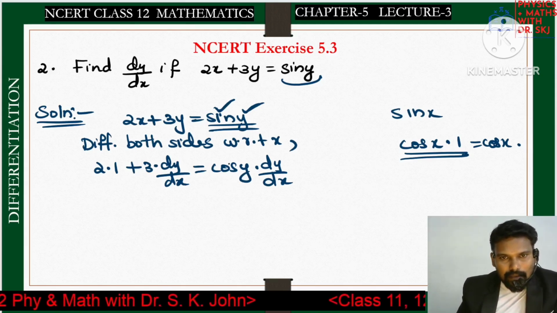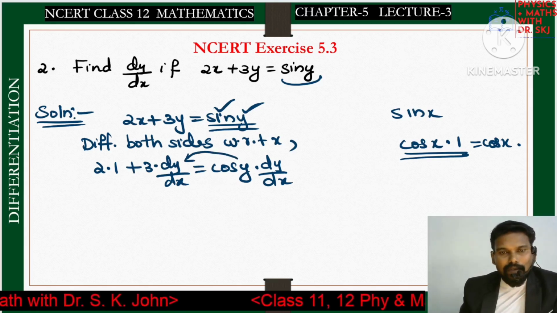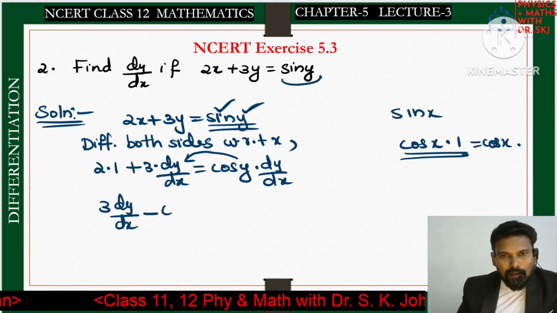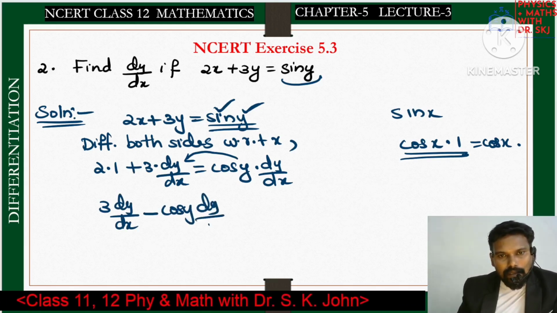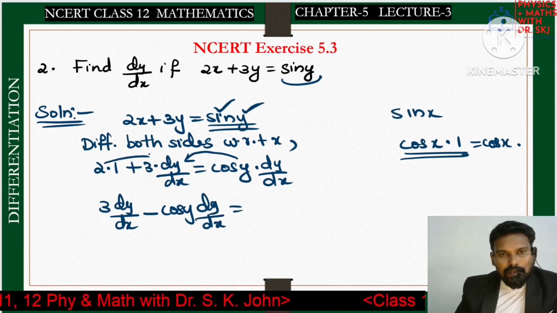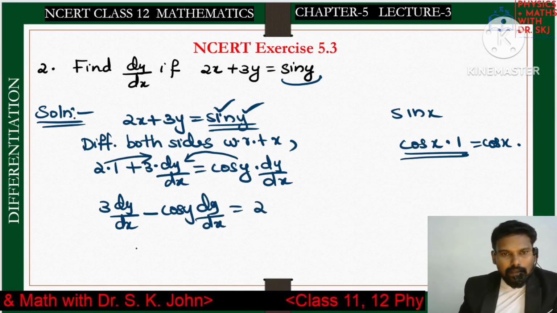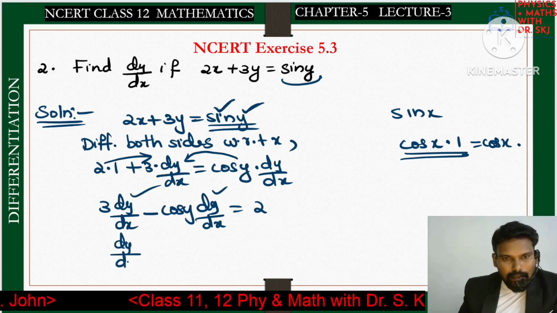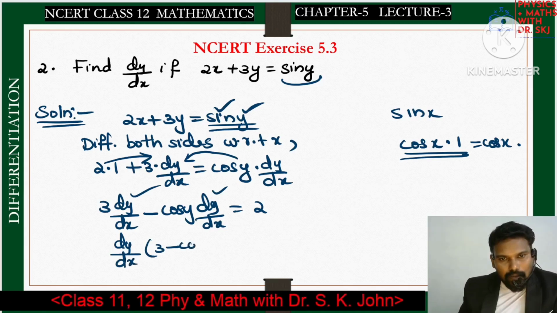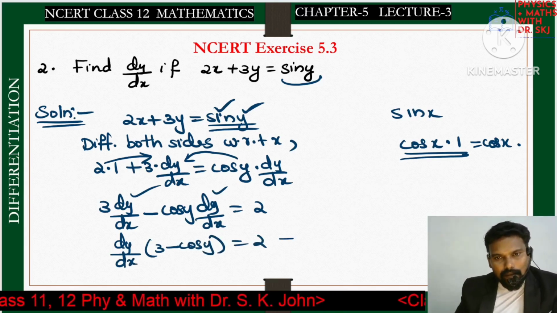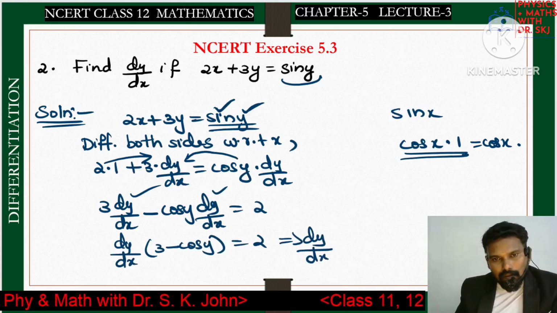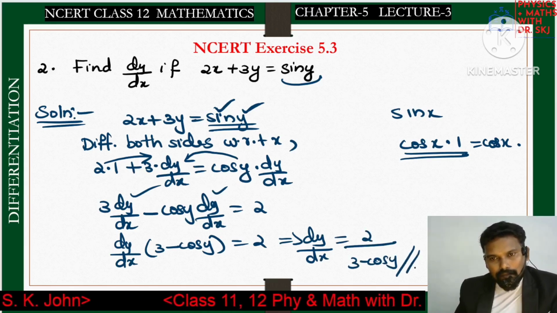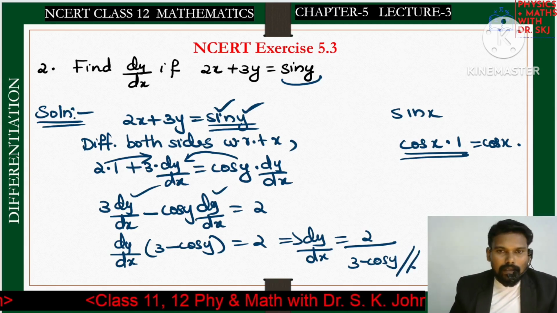Now we have to take this term containing dy by dx to the left hand side. So 3 dy by dx minus cos y dy by dx. This term is taken to the left hand side, and this term which does not contain dy by dx is taken to the right hand side. So taking dy by dx common, you can take it outside. dy by dx into 3 minus cos y is equal to 2, and dy by dx is equal to 2 divided by 3 minus cos y, and this is the final answer: 2 divided by 3 minus cos y.